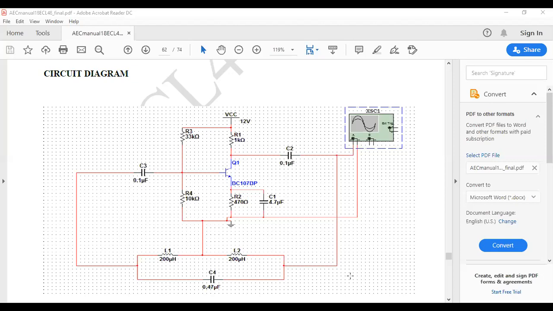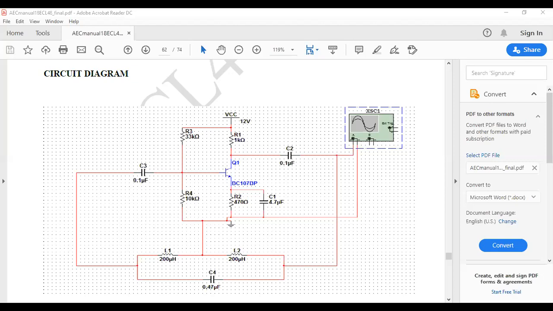What Barkhausen's criteria actually says: a linear system will provide a sustained oscillation only at frequencies for which the gain around the feedback loop is 1 and the phase shift around the feedback loop is 0 or an integral multiple of 2 pi.